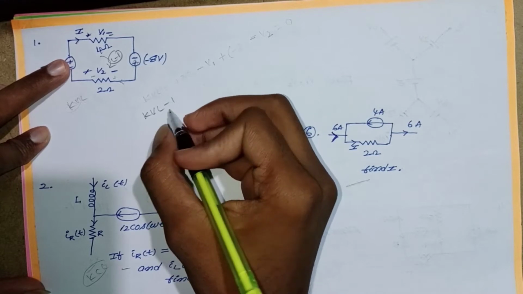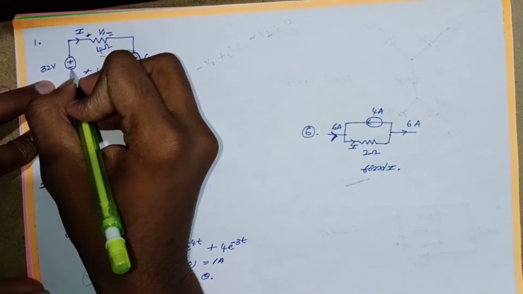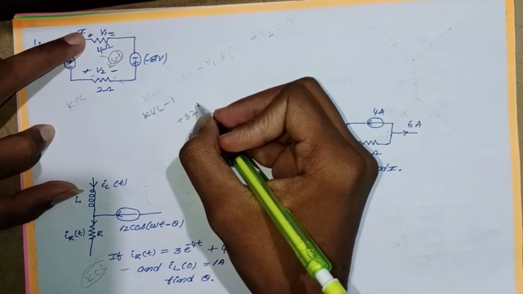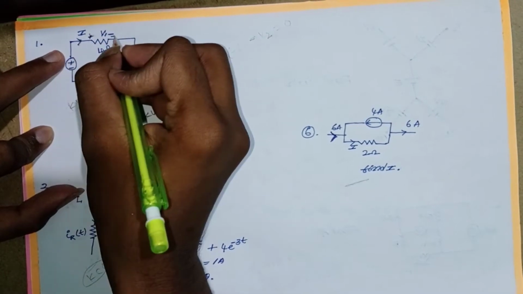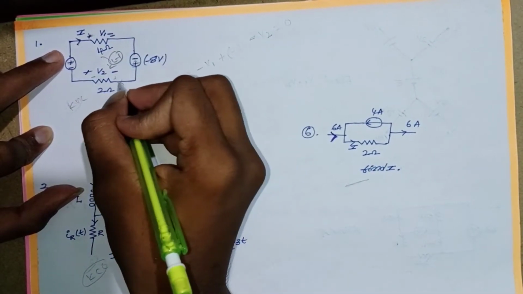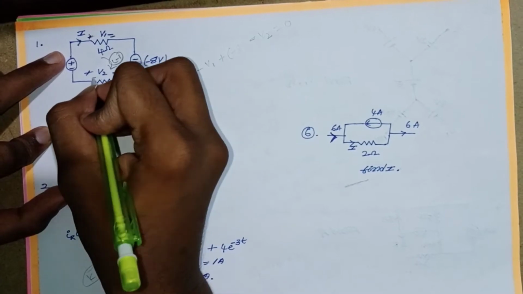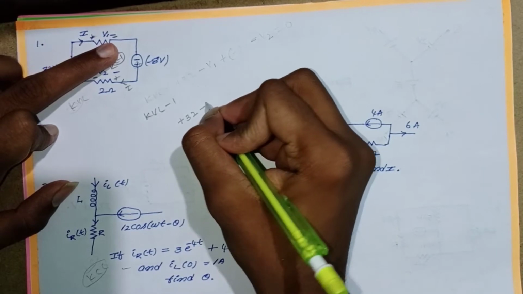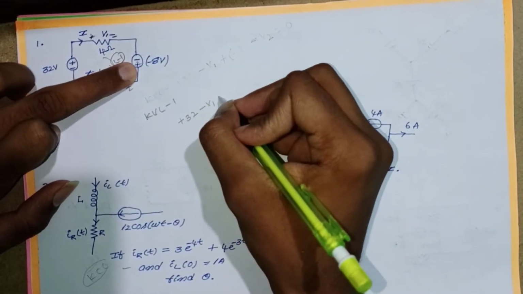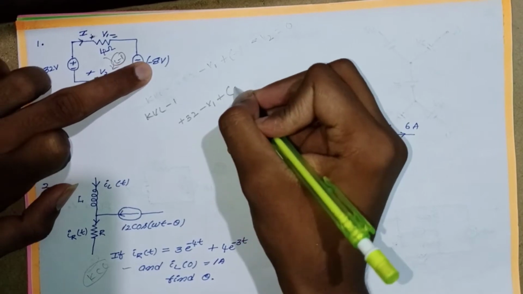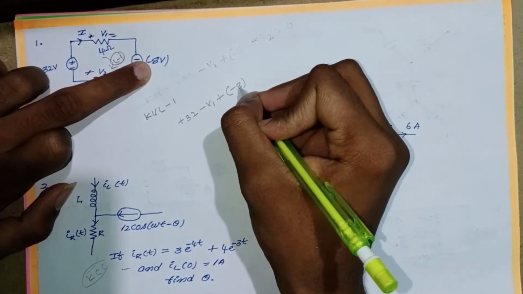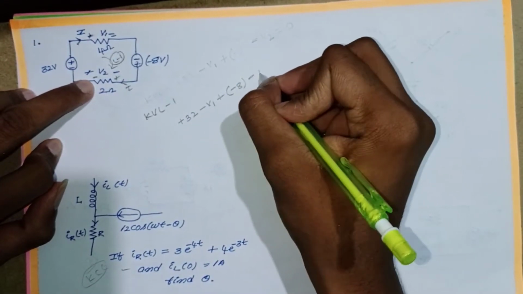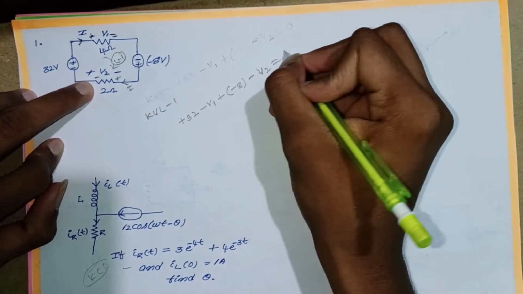Put the leaving sign. Leaving sign, I will move on this side. Leaving sign is positive 32. Then you move on to this. Entering the node is positive and leaving the node is negative. Then this is also I. Then V1, leaving sign is minus V1. Then leaving sign is plus of minus 8, this is minus 8 volt, so put minus 8 volt. Then leaving sign is minus V2 is equal to 0.